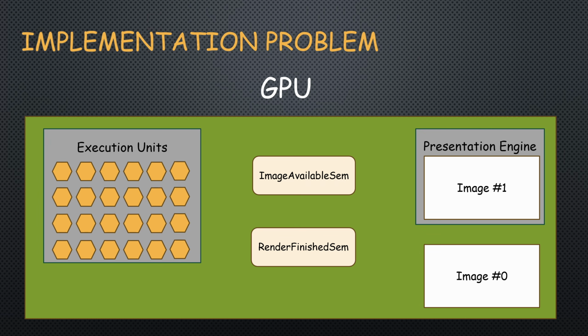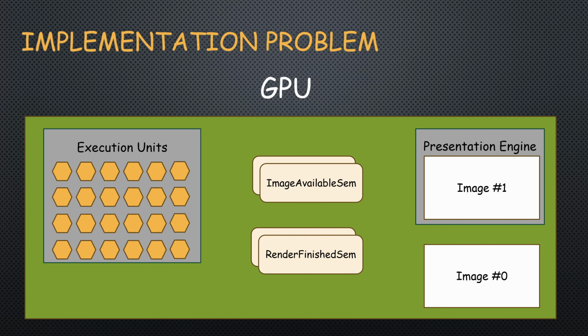The problem with the VulkanQueue class is that we have a single pair of semaphores. This means that we cannot have multiple frames in flight because multiple images cannot share the same semaphore. The solution seems simple. Allocate a pair of semaphores for each image. However, it's not that simple.